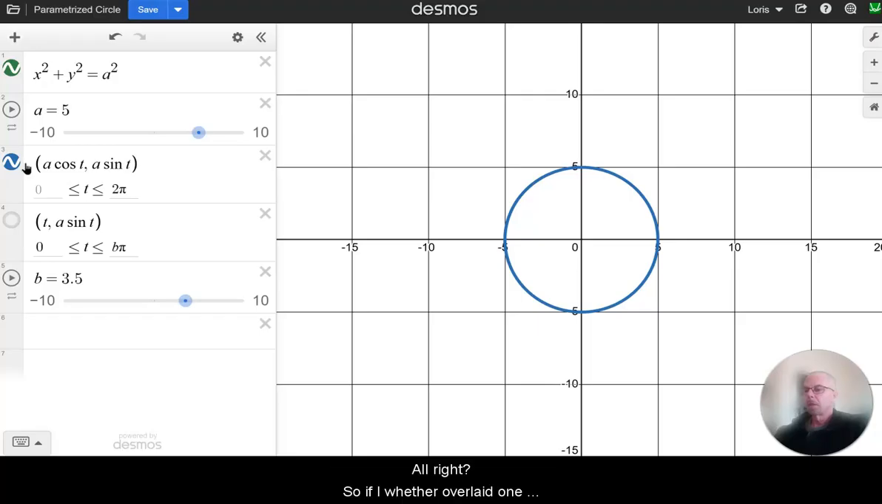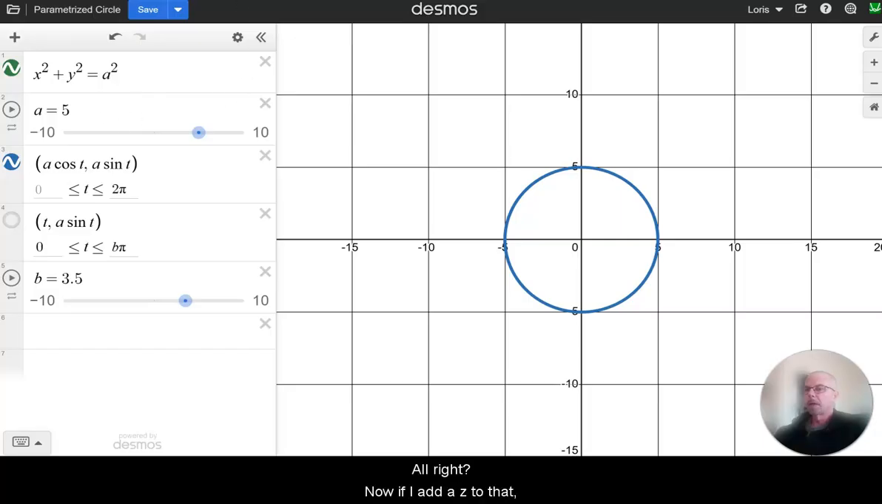All right, so if they're overlaid one on top of the other, if I get rid of this one by clicking on the blue, then the green is there instead. So these are the same thing, because a cosine t quantity squared plus a sine t quantity squared, if I put those in here, I get a squared out of that. So this is the parametric version of this equation.